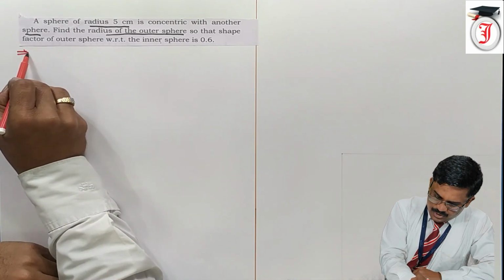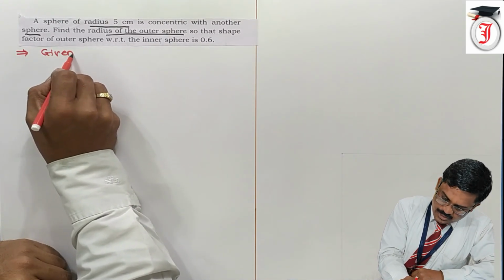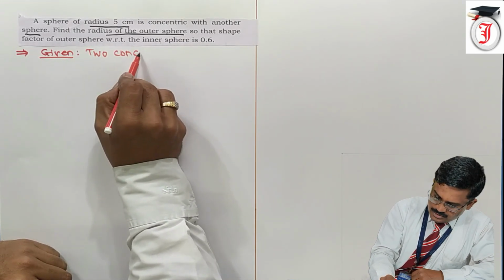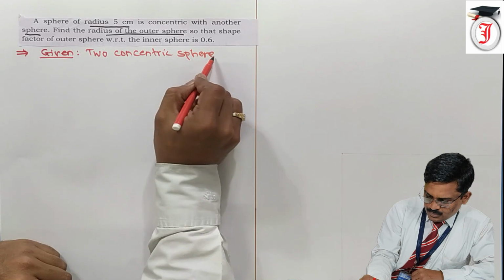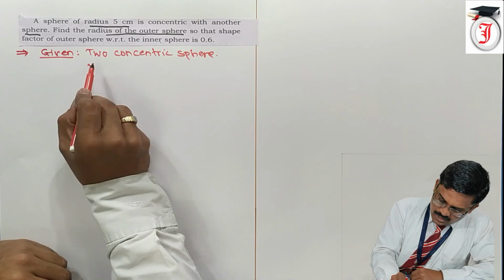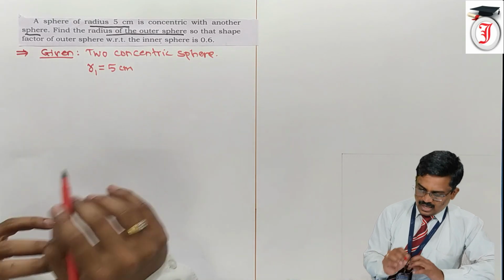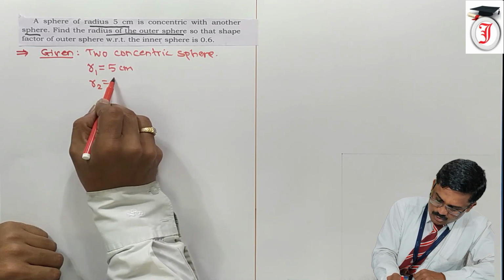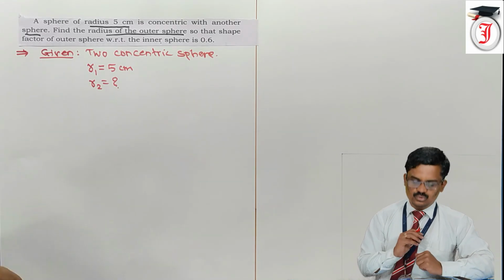So what is given to you? We are given two concentric spheres, having inner radius r1 equal to 5 cm, and we have to determine the radius of the outer sphere. That means we have to determine r2 when the shape factor of the outer surface to the inner surface is given to us.